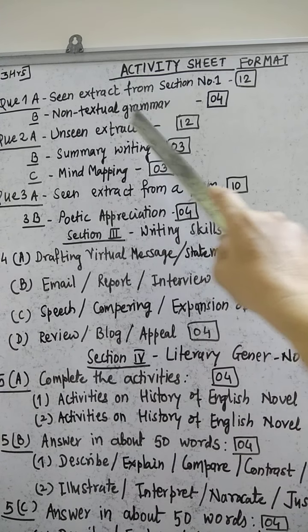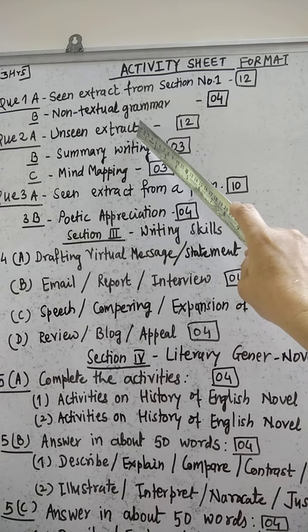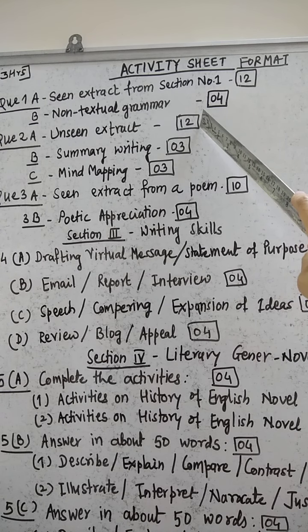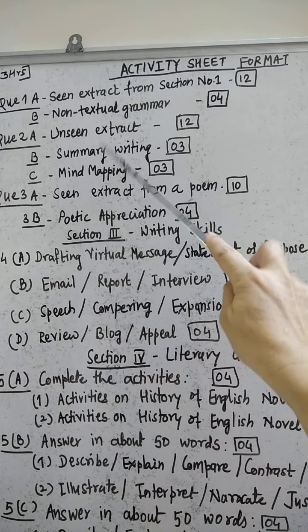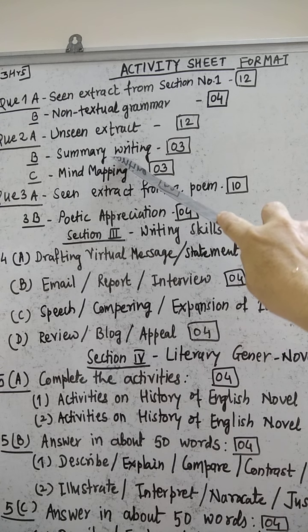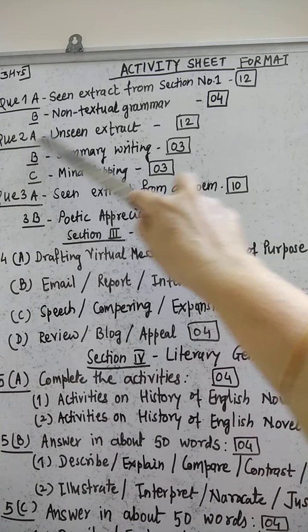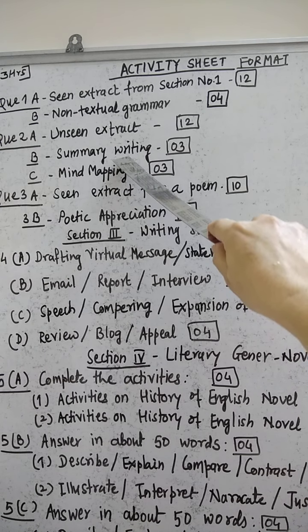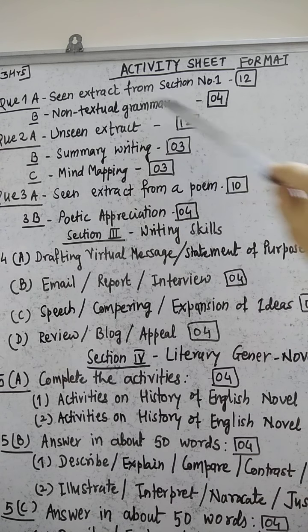Question 2A, the activities based on the unseen extract, also carries 12 marks. Now question 2B is summary writing. For this question, you will be given the unseen extract in 2A and you will be writing the summary under 2B. So the total weightage here is 12 plus 3.